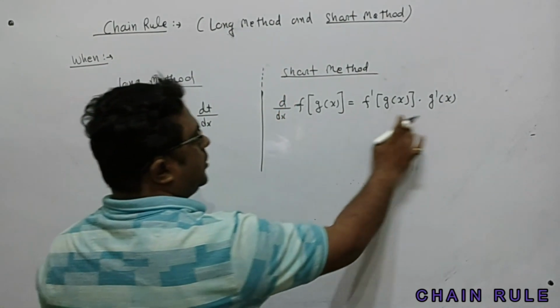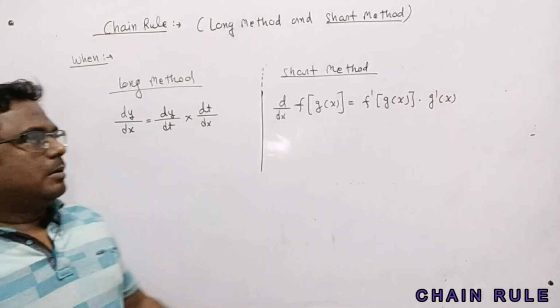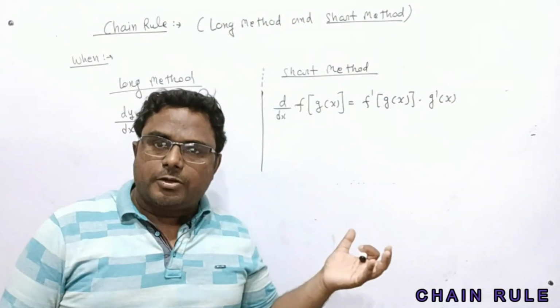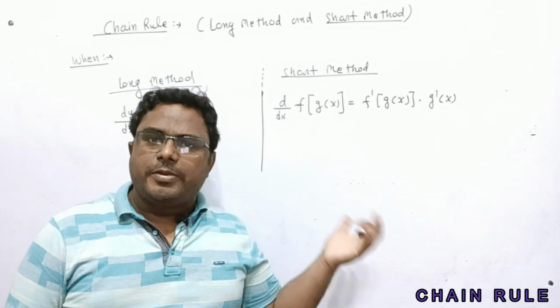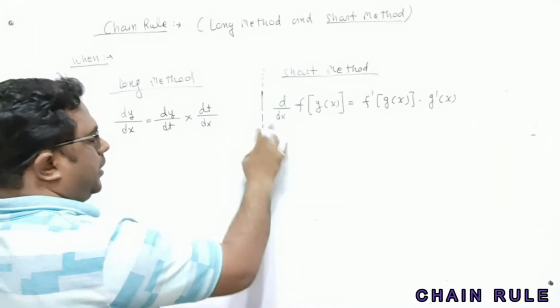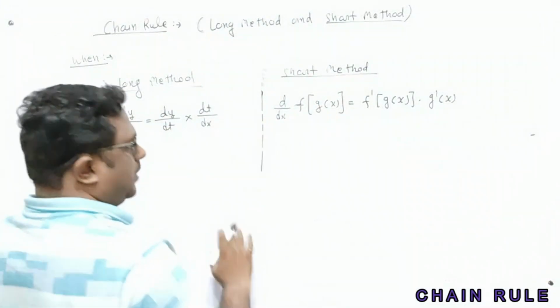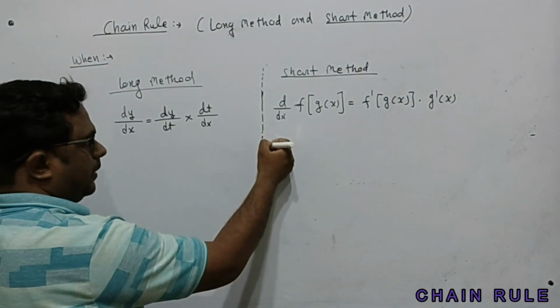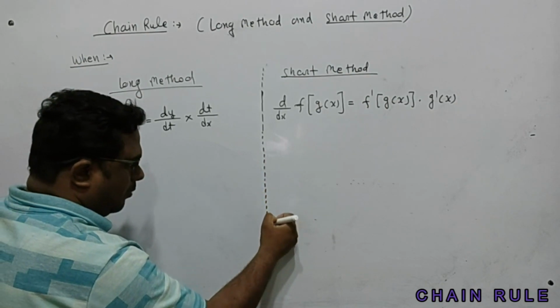It might be possible that you have not understood this one. Don't worry, it will be clear to you. It's very easy, but it will be clearer after seeing one or two examples. So it is the long method, it is the short method. Now how do we apply them? Let us solve one question by both the methods.